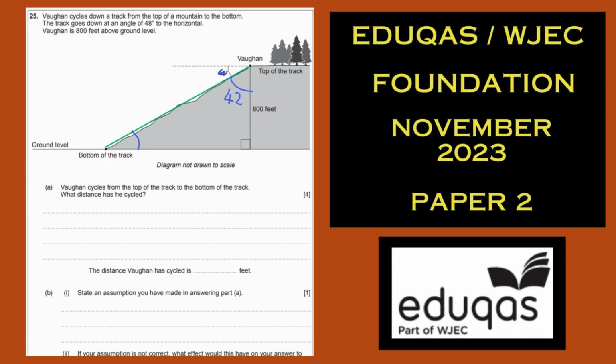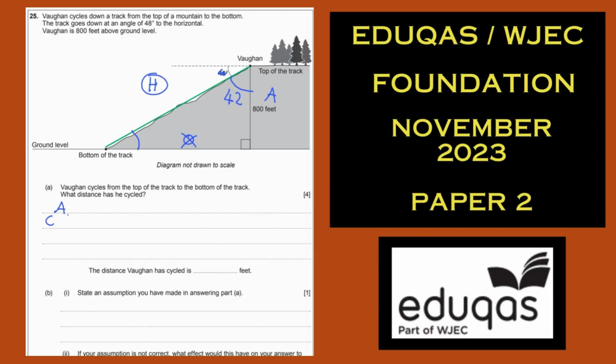But I'm ignoring the 48 now. I'm looking at my 42. There's the hypotenuse. 800 is the adjacent. The opposite is that distance there. Vaughan cycles down the hypotenuse. I want the hypotenuse. The opposite is no use.